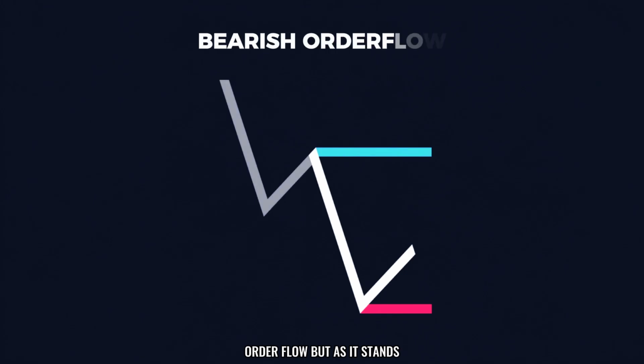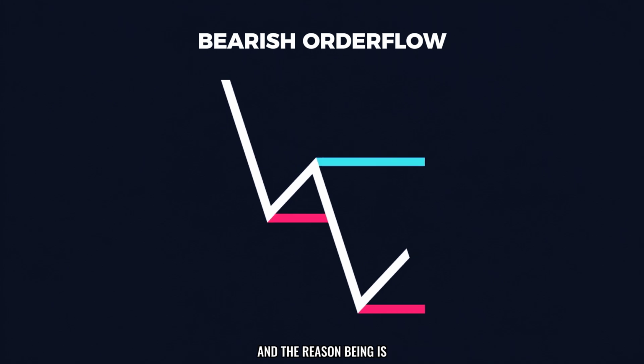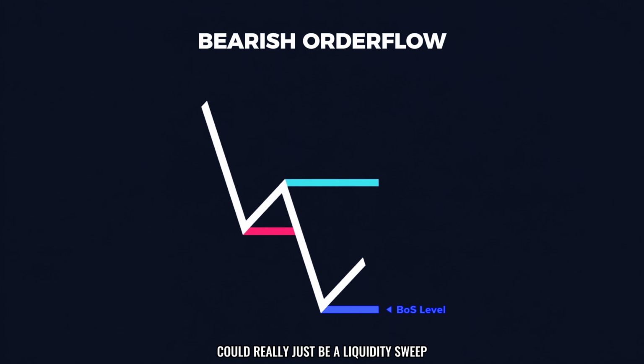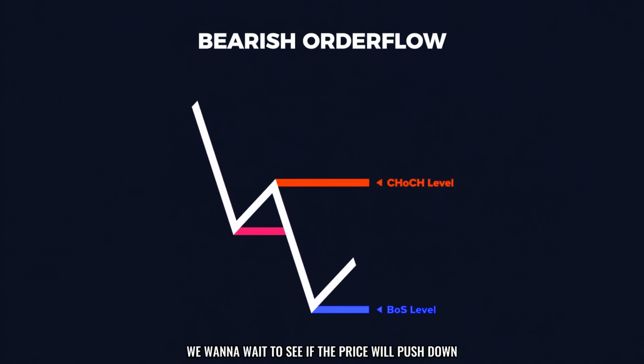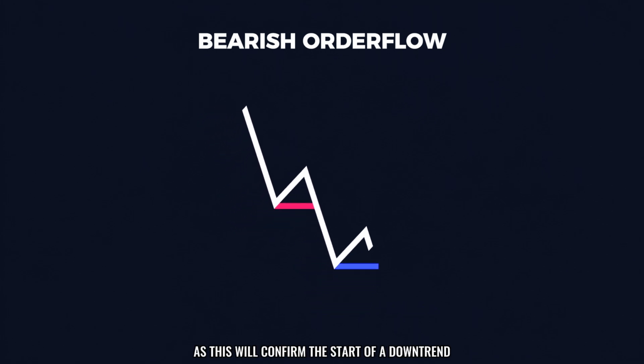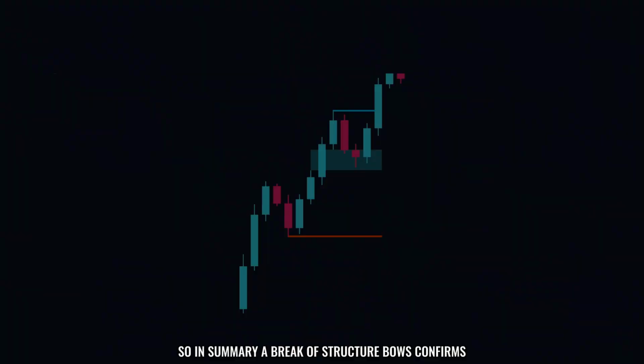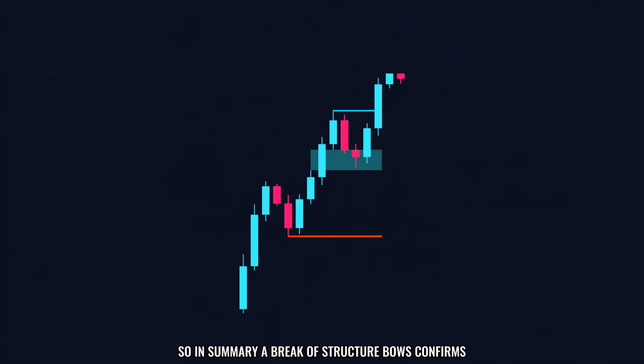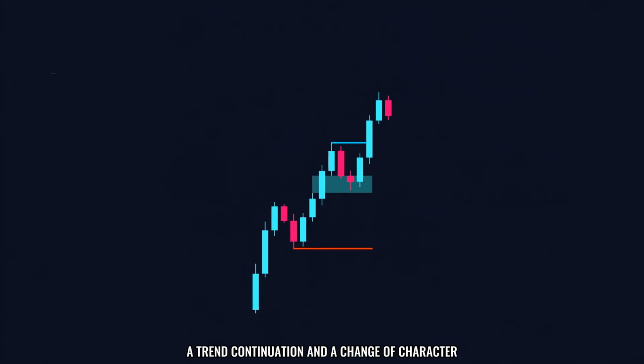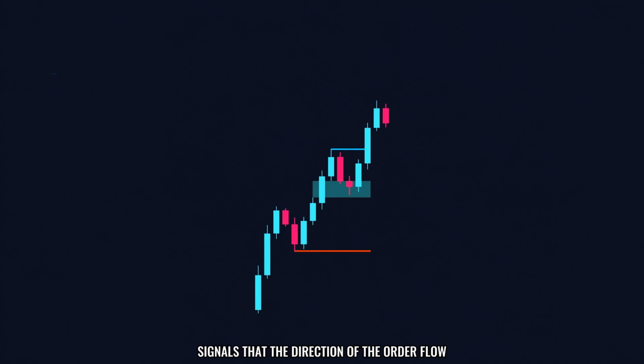But as it stands, we shouldn't flip our bias to bearish just yet. And the reason being is that this change of character could really just be a liquidity sweep. Instead, we want to wait to see if the price will push down and pass the break of structure level, as this will confirm the start of a downtrend. So in summary, a break of structure, BOS, confirms a trend continuation, and a change of character signals that the direction of the order flow could be reversing.